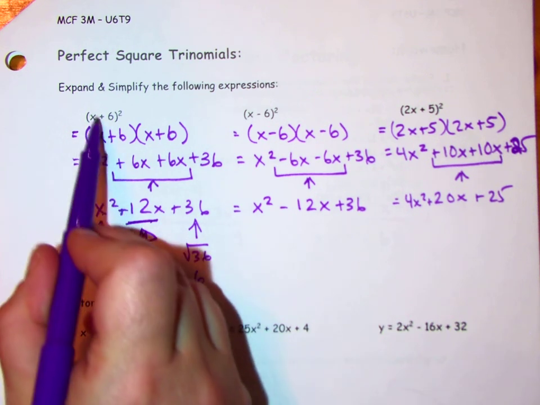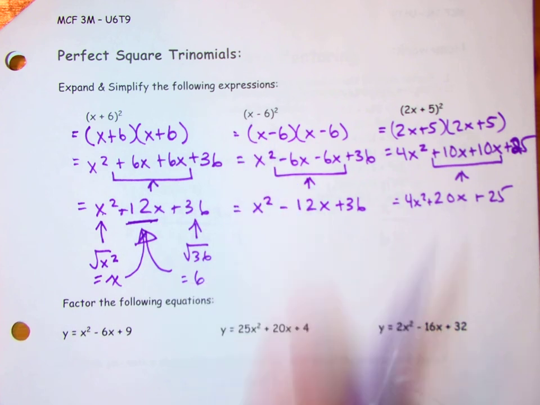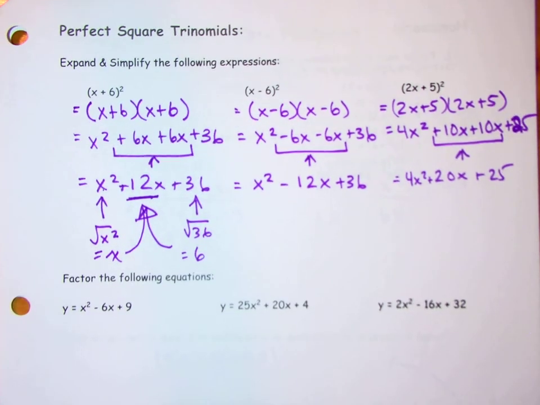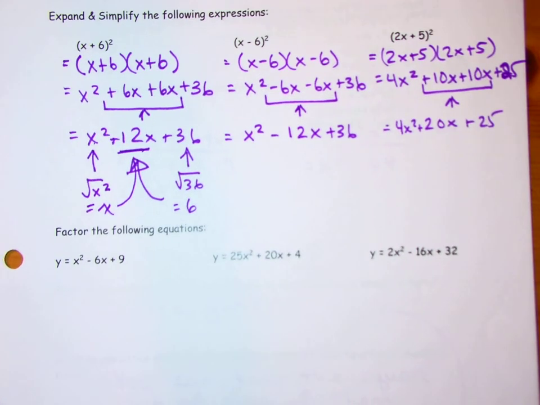Sometimes it's positive, that gives you a positive answer when you factor. Sometimes it's negative, that gives you a negative answer when you factor. Okay, let's have a look at that again a little more closely with these next examples.